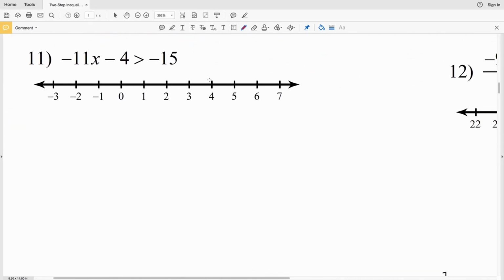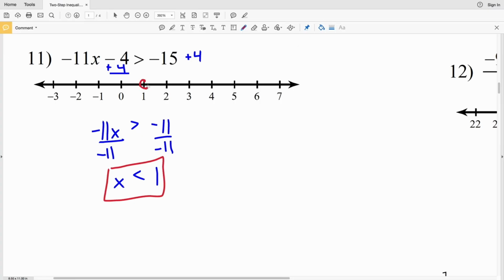Number 11, we have negative 11x minus 4 is greater than negative 15. I'm going to start by adding 4 to both sides. When I do that, I have negative 11x left on the left-hand side, and that's greater than negative 11 on the right, since negative 15 plus 4 is negative 11. Then I'll divide by a negative 11, remembering to switch or flip the inequality sign. Since I divided by a negative, we'll have x is less than a positive 1. Circle the 1, but don't fill it in, and then shade everything to the left.